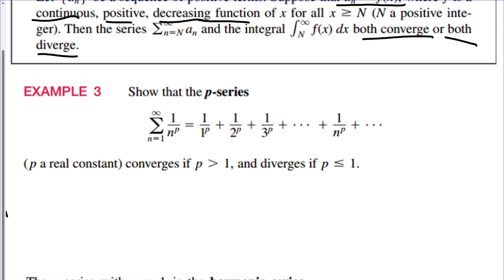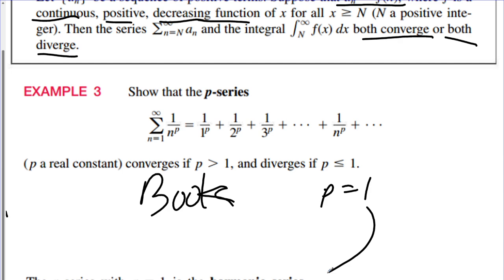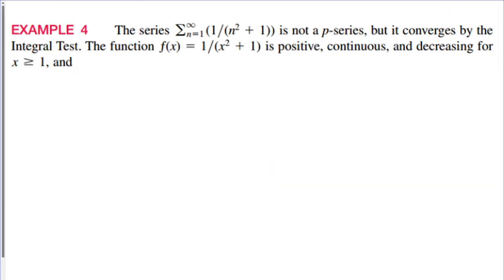Therefore, example 3: show that the p series converges if p is greater than 1 and diverges if p is less than or equal to 1. I'm not going to go through this one. It's in the book, and it's a pretty lengthy proof, but you can read through it in the book. But notice here, if p is equal to 1, we get our harmonic series, which we looked at in a previous problem.